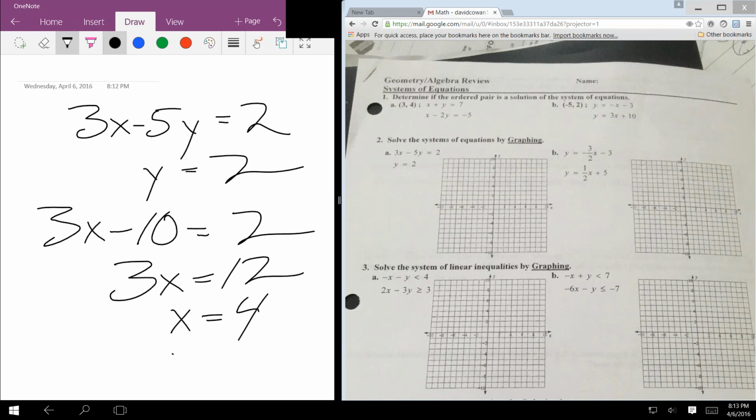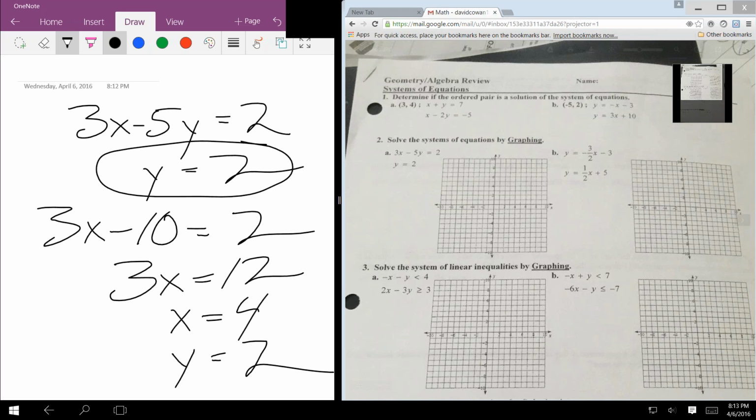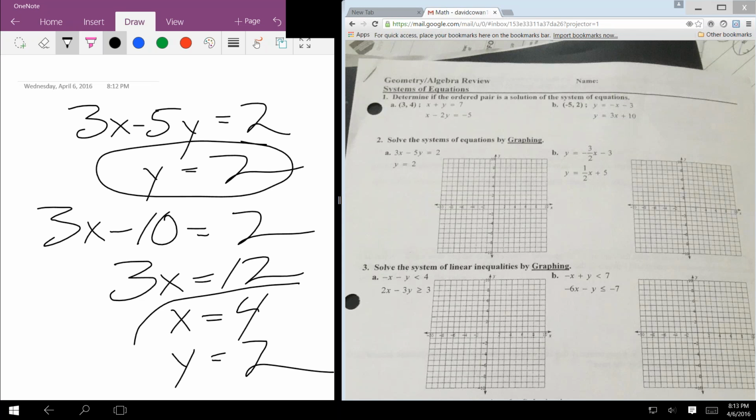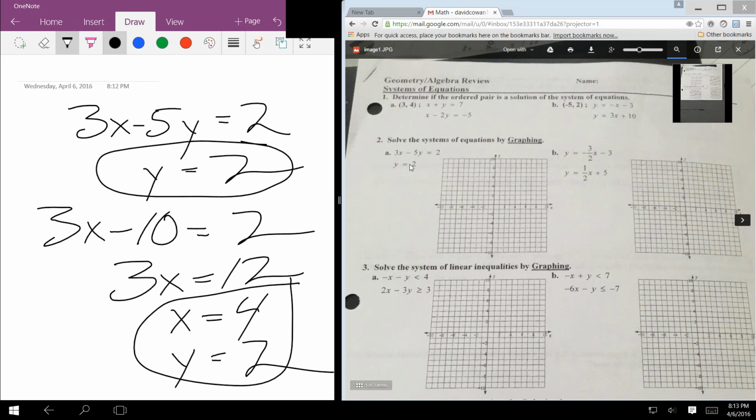What's y equal to? And then y would be equal to, y is equal to 2. Okay. Always look for the obvious. Usually you have to come up with both coordinates, and it's rare that one of the equations is that. Usually you have two equations like this.